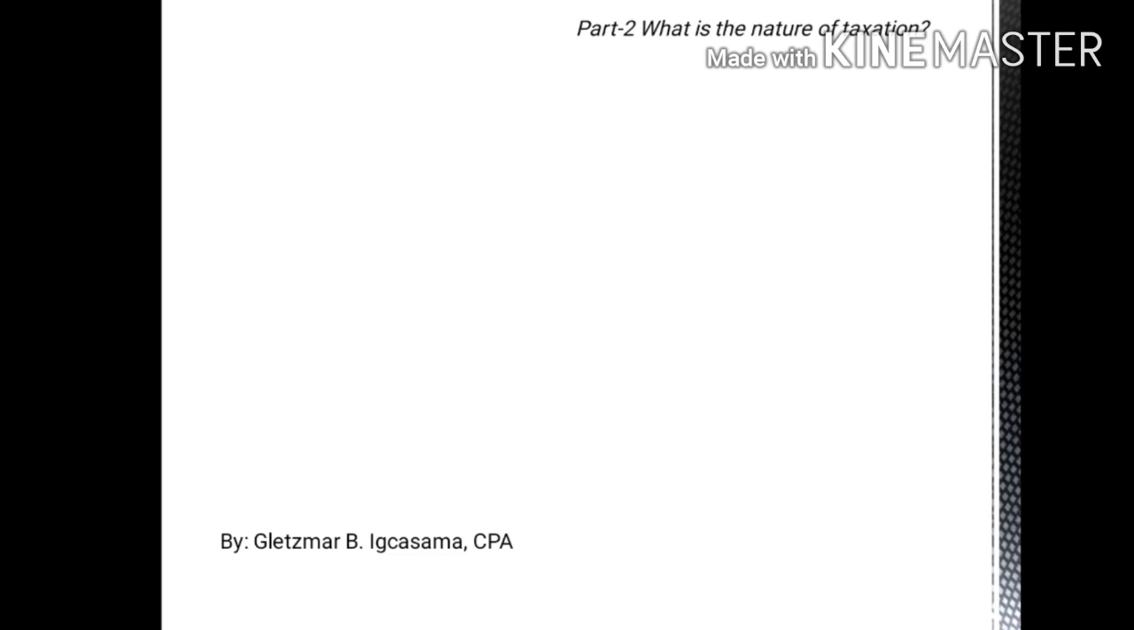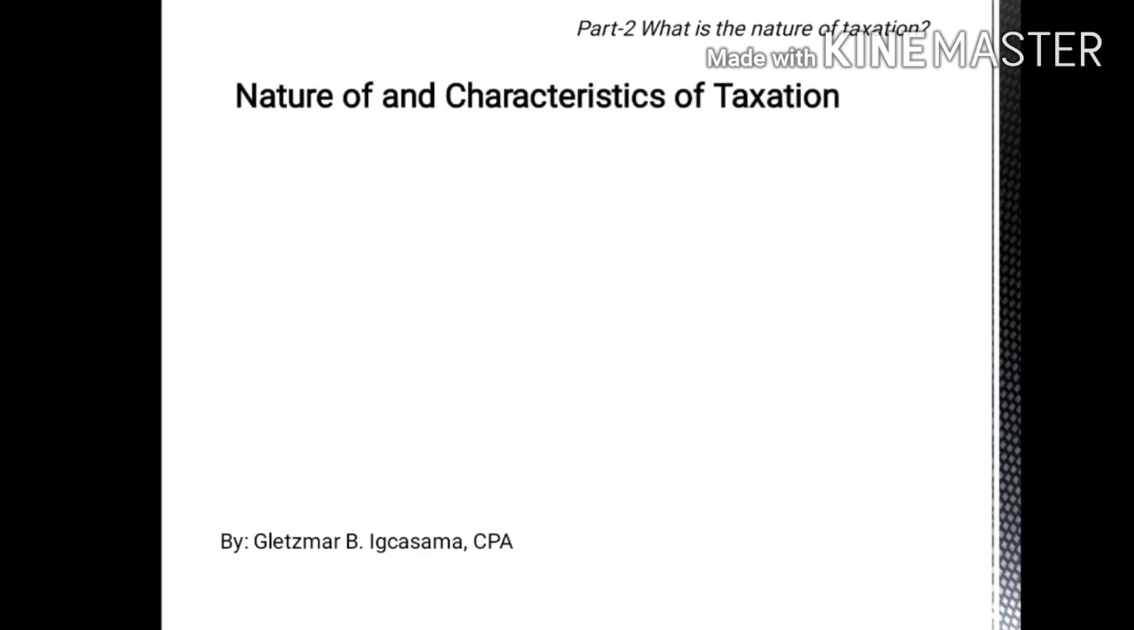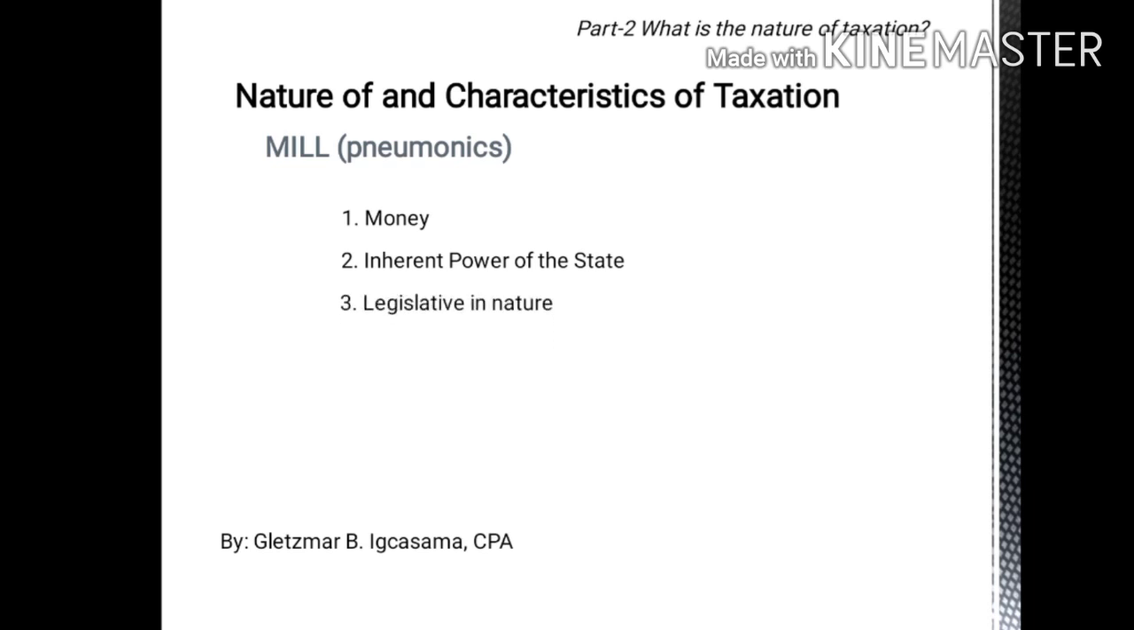What is the nature of taxation? So there are characteristics of taxation. If you are asked to describe taxation, you need to remember MILL. MILL is a mnemonic that we are going to use. We're going to use mnemonics in order for you to familiarize or memorize the concepts. So M stands for money. I stands for inherent power of the state. L stands for legislative in nature. And another L stands for it is limited by constitutional and inherent limitations.